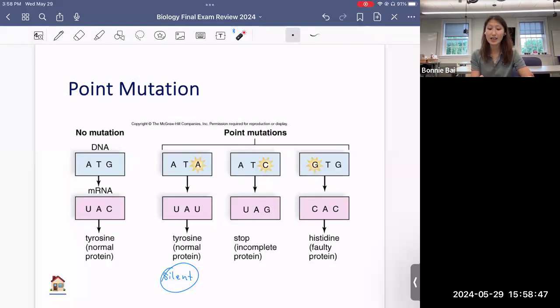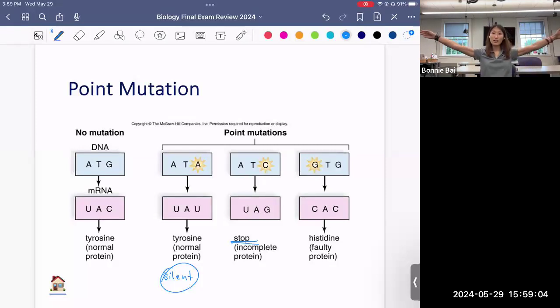Now, it changes into ATC instead. So the G changes into C. And the C over here changes into a G because we're doing C to G, DNA to mRNA. Now, in this case, we got a stop codon. A stop codon means you're doing transcription, right?